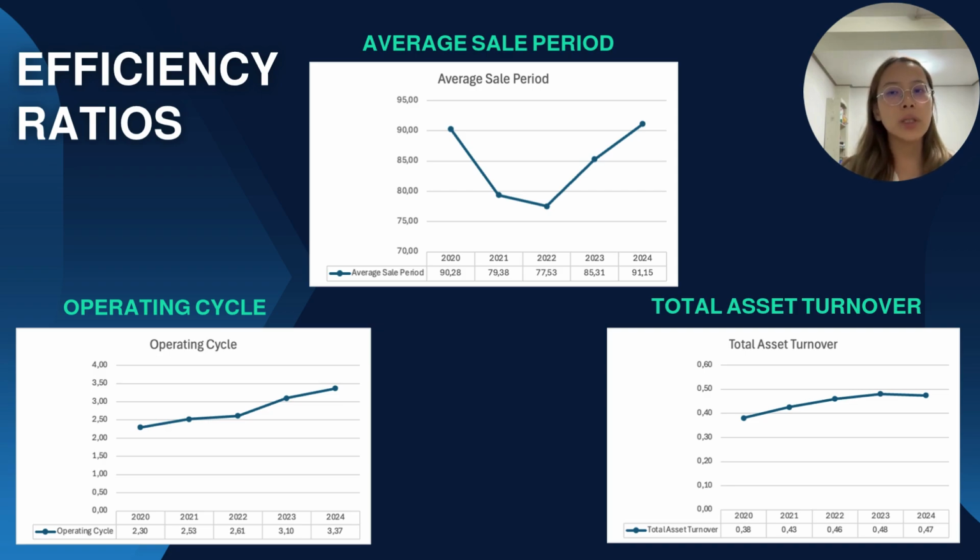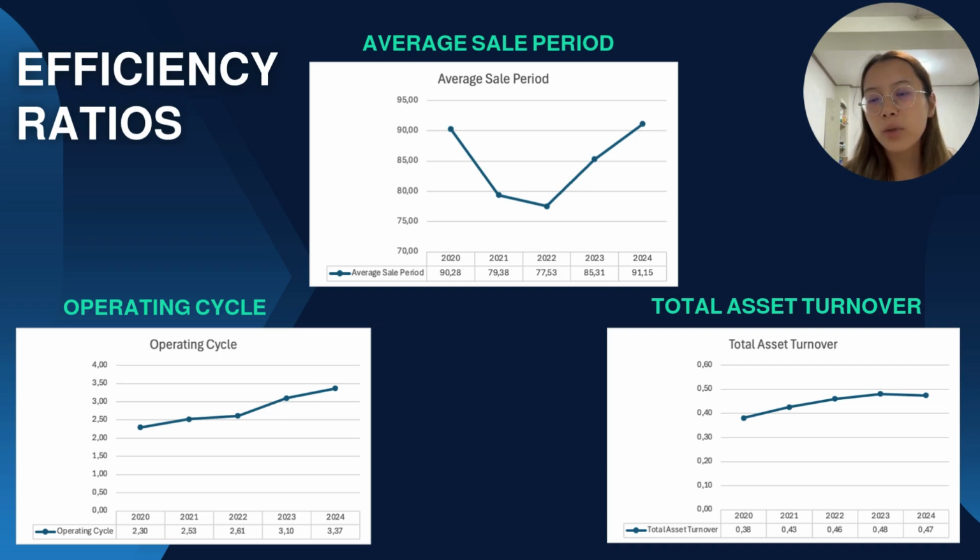Still on the efficiency ratios. Next is average sale period. It is the average time inventory sits before being sold. A consistent or decreasing period is ideal. From 2020 to 2024, Coca-Cola's average sale period showed some volatility. It started at 90.28 days in 2020, then improved to 79.38 days in 2021, and further to 77.53 days in 2022, indicating faster inventory turnover in those years.